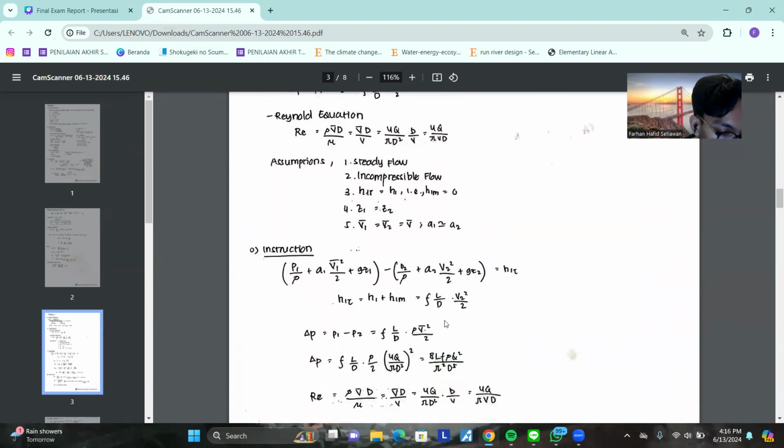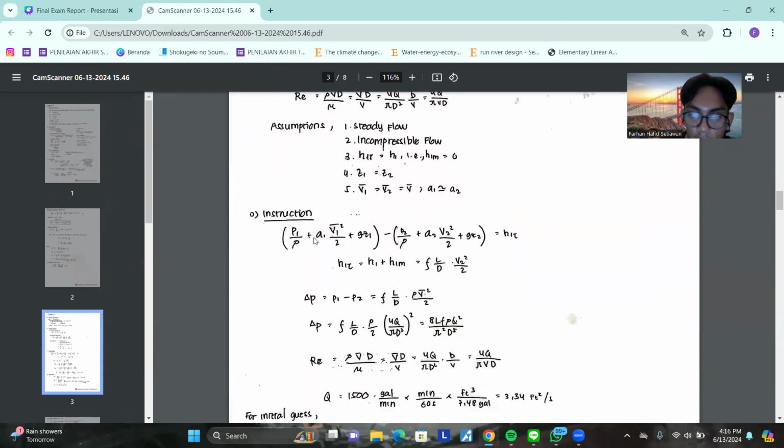Okay, let's go to the solution. We can write the governing equation as P1 per rho plus alpha1 times V1 quadrat per 2 plus g Z1 minus P2 per rho plus alpha2 times V2 quadrat per 2 plus g Z2 equals H1T. That H1T is H1 plus H1M, which is f times L per D times V2 quadrat per 2.